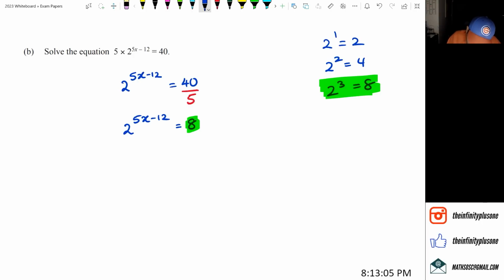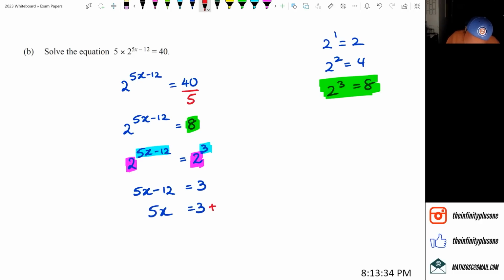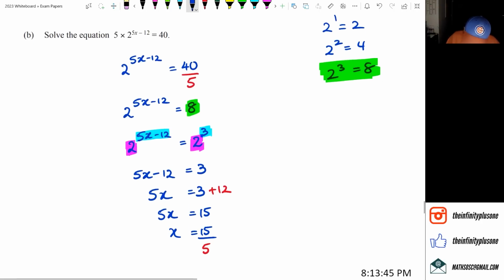Now we've got that 8, we can write that 8 as 2 to the power of 3. Hey Talia, welcome. So 2 to the power of 5x minus 12 equals 2 to the power of 3. Because we've got two bases that are the same, we can say the two powers must equal each other. And because of that, we can say 5x minus 12 is equal to 3, and then 5x is equal to 3 plus 12, 5x is equal to 15, and then x is equal to 15 divided by 5, which gives you x equals 3.